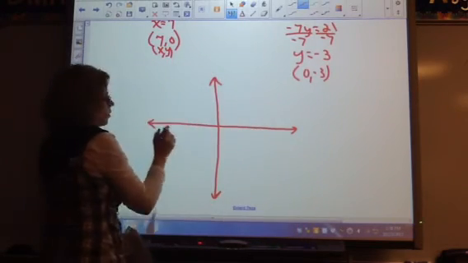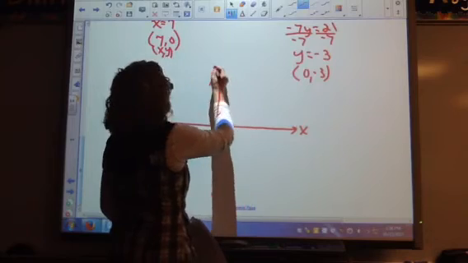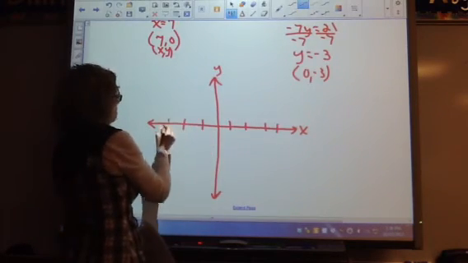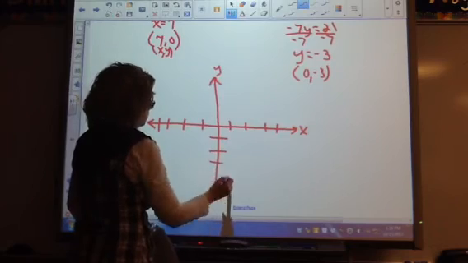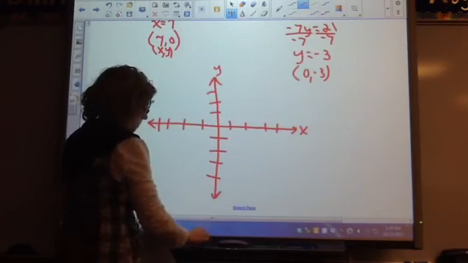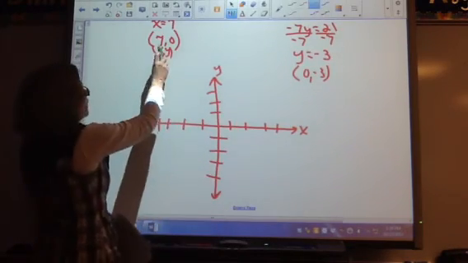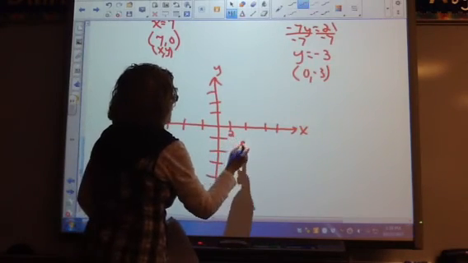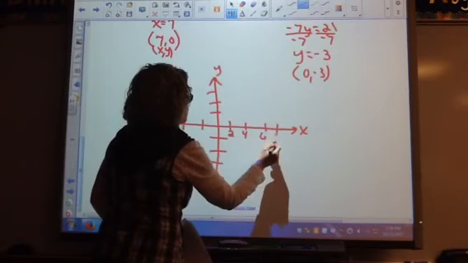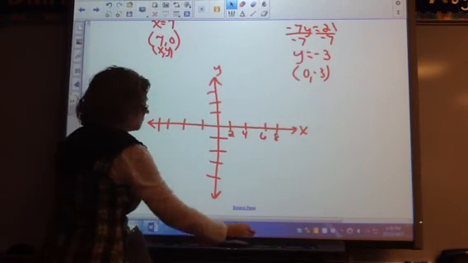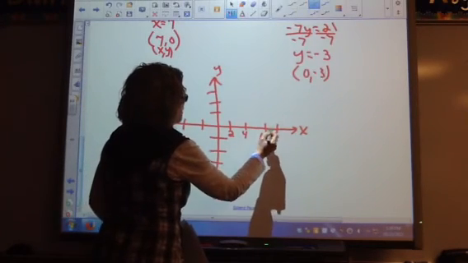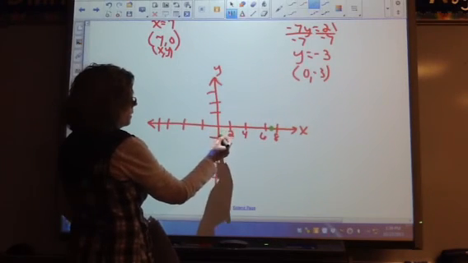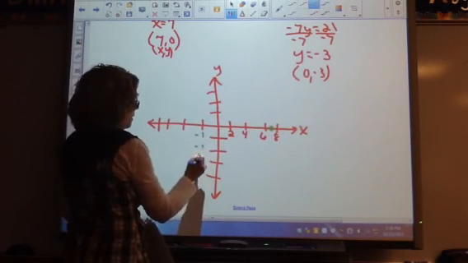I believe, guys, I've given you a coordinate plane to graph your point. Okay, so my first point is 7, 0. And let's do this every 2. So 7's right here, 7, 0. Then my second point is 0, negative 3. And let's do this every 1.